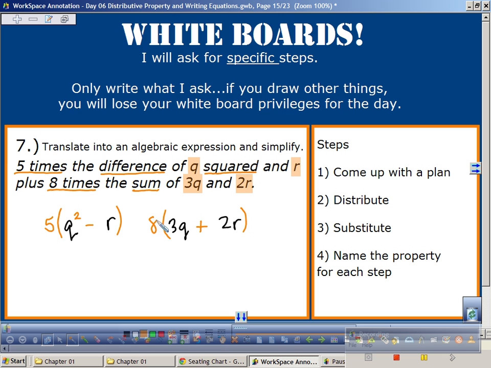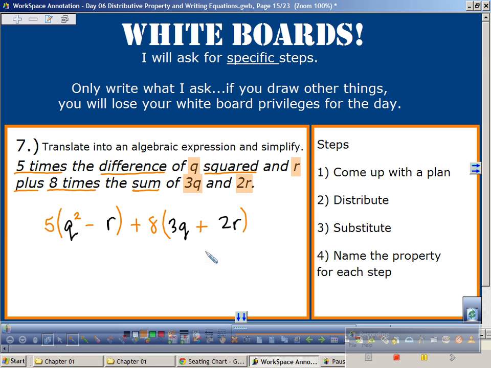Parentheses 8. And before that, plus. Plus what? Between the two. They're actually terms. This is a whole term because it's saying 5 times this quantity, and this is a term, 8 times this quantity. Correct? Let's rewrite. 5 times the difference of q squared and r plus 8 times the sum of 3q and 2r.